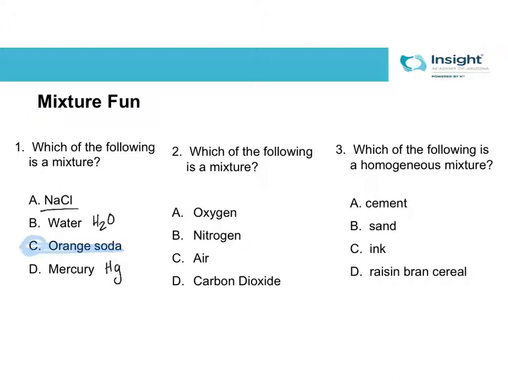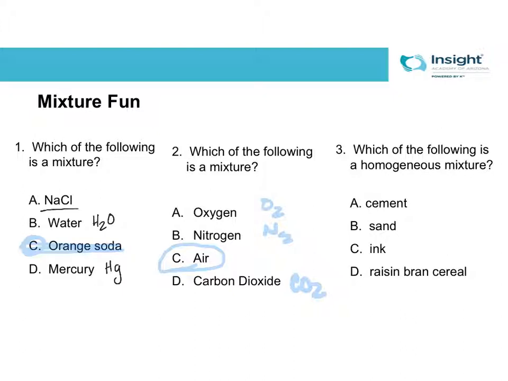So which of the following is a mixture? Oxygen, nitrogen, air, or carbon dioxide? All right. So which one of those? I mean, really, if you think about it, 3 of these are the components of the mixture. All right. So air is your mixture here because air is made out of oxygen, nitrogen, all right, and these are elements, and then CO2, carbon dioxide.